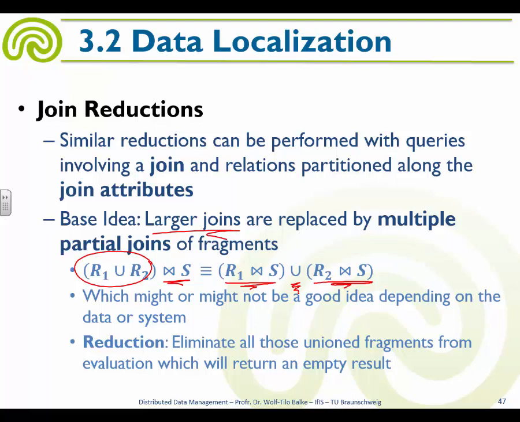Sometimes it's better to first union the tables and then do the join, rather than doing the individual joins, right? Of course, for reduction purposes, if you know the data that you're interested in is only in R1, then first unioning and doing the join is always worse than doing the join only with R1 and omitting the join with R2, right? So all the union fragments from the evaluation which would return an empty result are omitted.